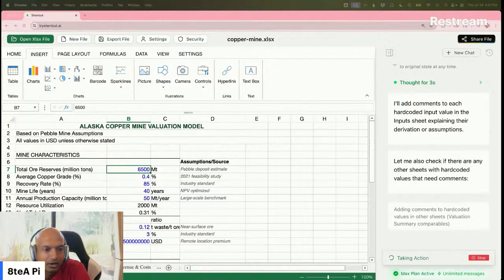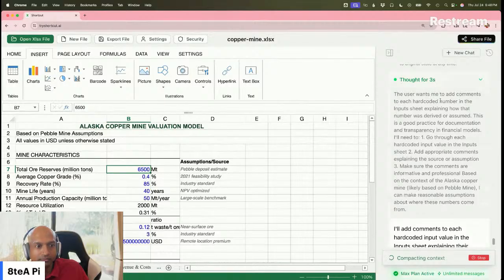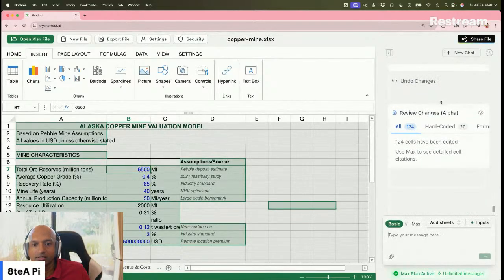Adding comments to hard-coded values in other sheets, valuation summary comparables. So the user wants me to add comments to each hard-coded number in the input sheet, explaining how that number was derived or assumed. This is a good practice for documentation and transparency in financial models.